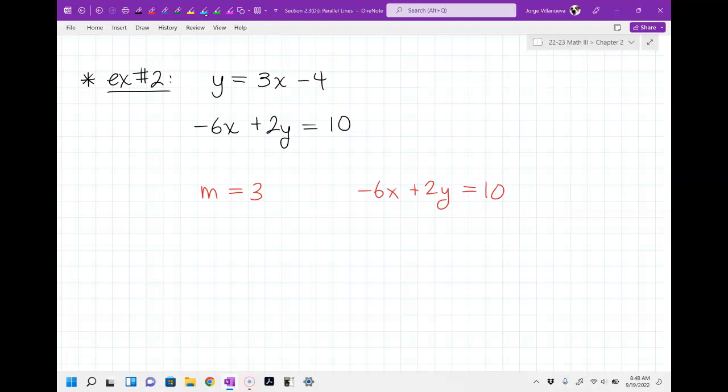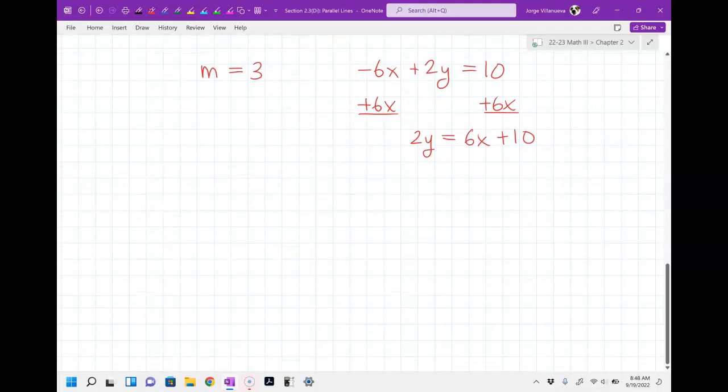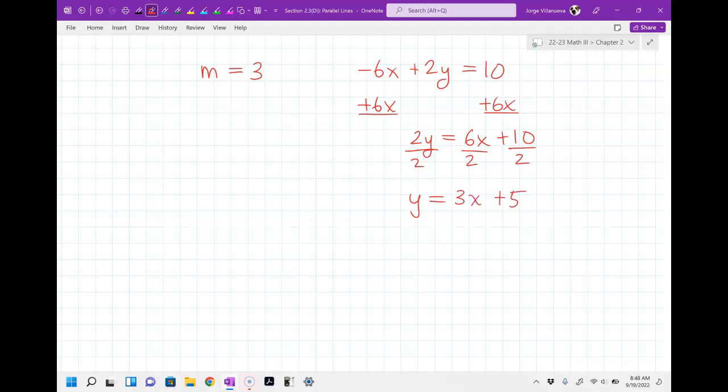Okay? So to solve for y, I'm going to have to add 6x on both sides. Let me put plus 6x, plus 6x. This is 2y equal to 6x plus 10. And then to solve for y completely, I got to get rid of that 2, right? So let me divide it out. We'll divide everything by 2. So y equal to 3x plus 5.